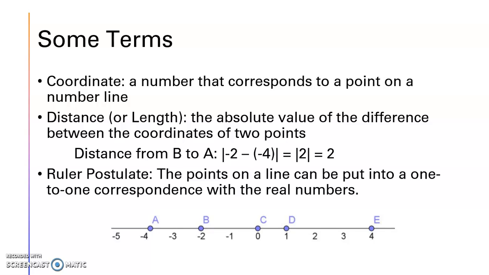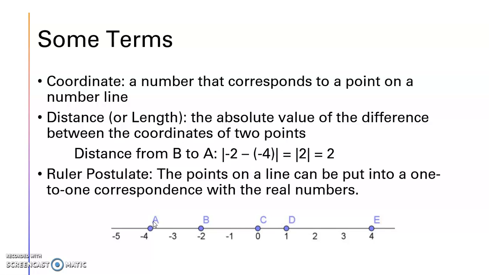The first term I have for you is coordinate, and that's a number that corresponds to a point on a number line. So if I look at my number line down here, point A has the coordinate -4 because that is the number on the number line that corresponds to point A.